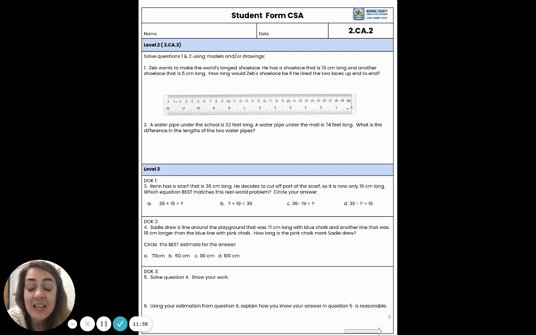All right. Now, for number 5, it's asking you to solve question 4. So again, she drew one line that was 71, and she drew another line that was 18 centimeters longer. So 71 plus 18. We know 4 addition strategies, so I want you to choose one of those 4 addition strategies to solve that.